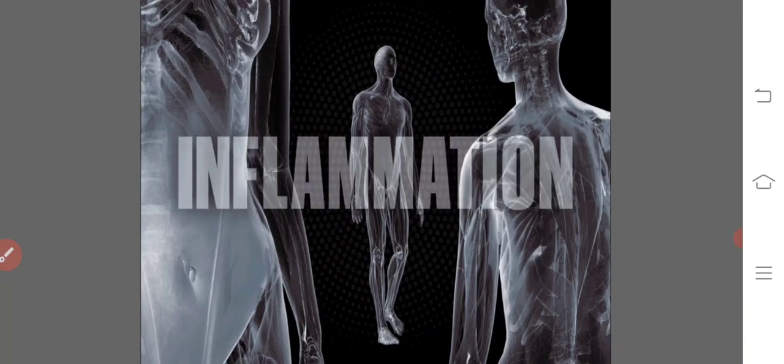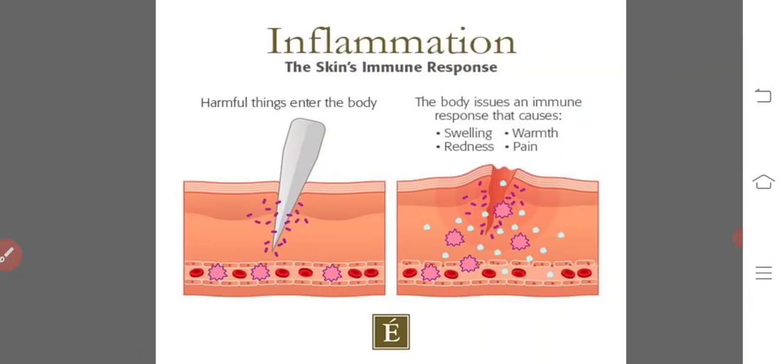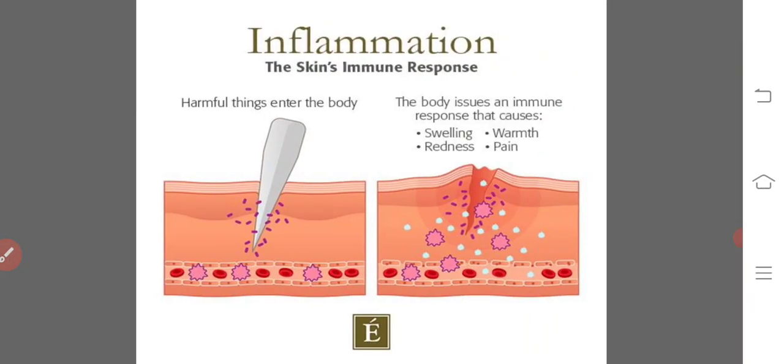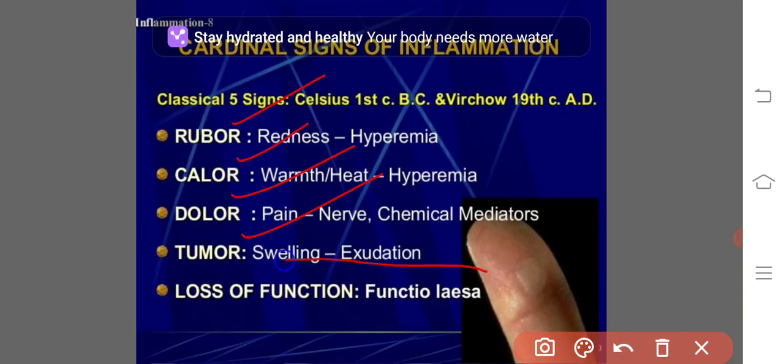Then coming to the inflammation, tissue damage caused by an injury or by an invading pathogenic microorganism induces the inflammatory response. Inflammation is characterized by rubor, redness, calor, heat, dolor, pain, and tumor, swelling. And by all these, there is a loss of function of the inflamed area.